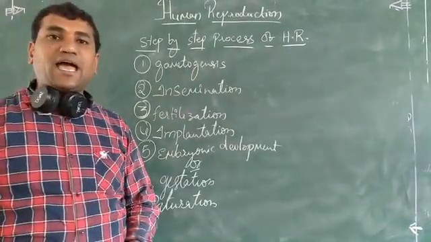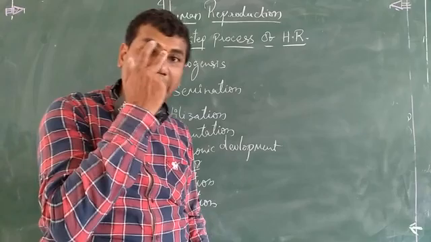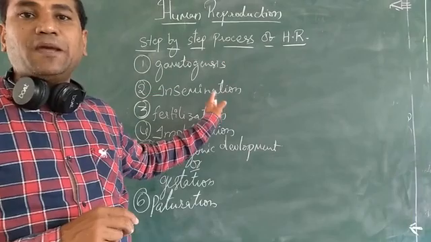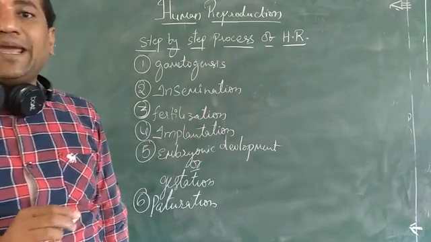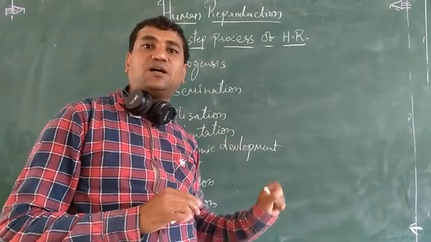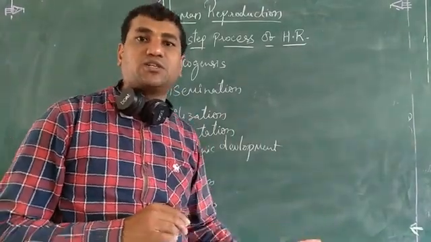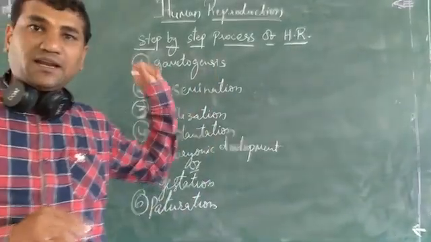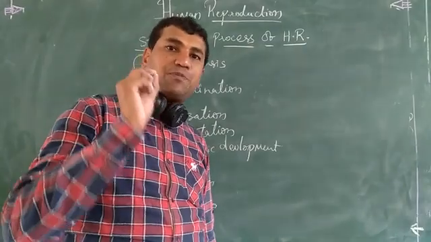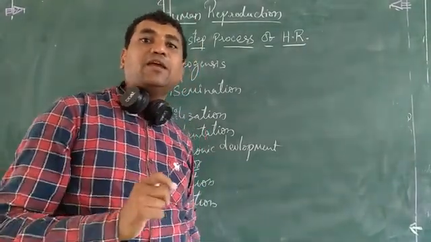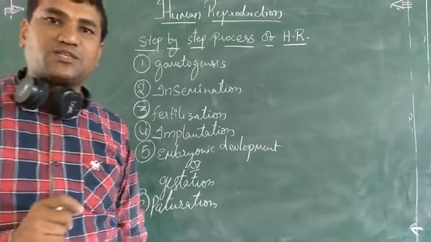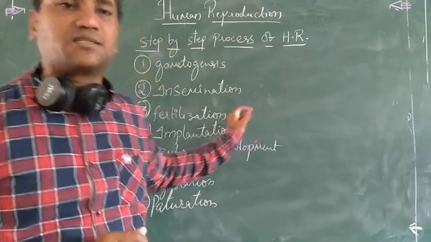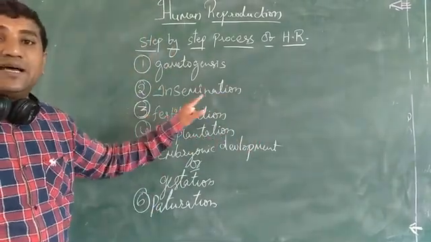Once the gametes are produced in the male and female, the male gamete will be transferred from the male reproductive system into the female reproductive system through the penis. That is, the transfer of male sperm into the female reproductive system through the penis is called the insemination process.